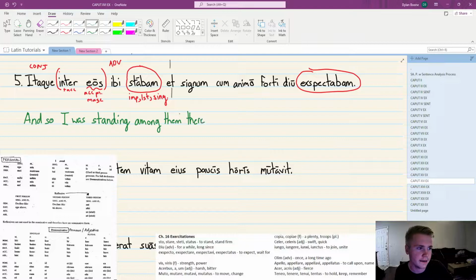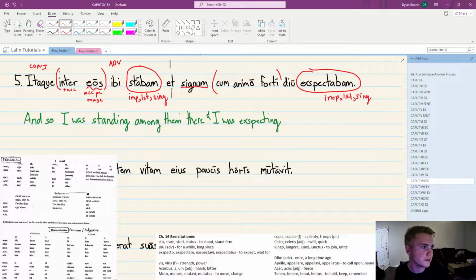And what was I doing? I was exspectabam. Just like the first one, imperfect first singular. I was expecting, just as you would expect that to translate. I was looking out for, I was expecting, awaiting. And doing the rest of this right side: signum, animo.